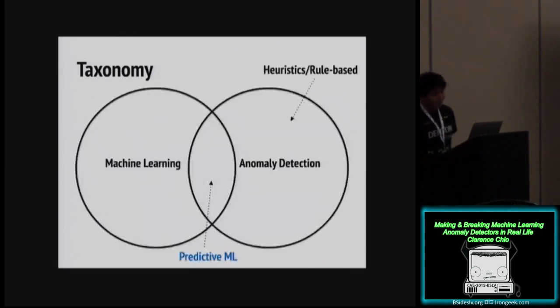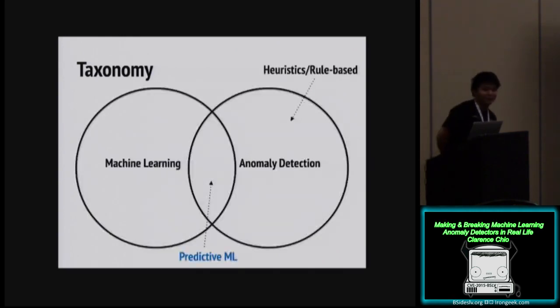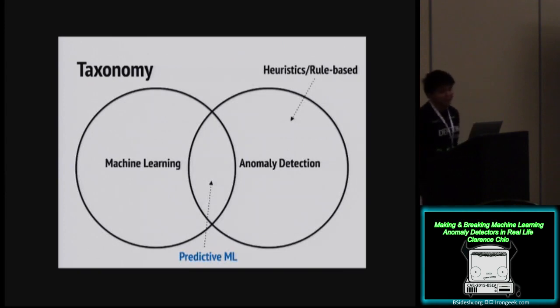So predictive machine learning is really the intersection between machine learning and anomaly detection. As I mentioned earlier, heuristics and rule-based anomaly detection has been the norm for the last 20 to 30 years, but because of how easily adversaries can bypass them, people have been looking to machine learning techniques to try to implement defenses that are less easy to bypass and less easy to capture in a single statement.